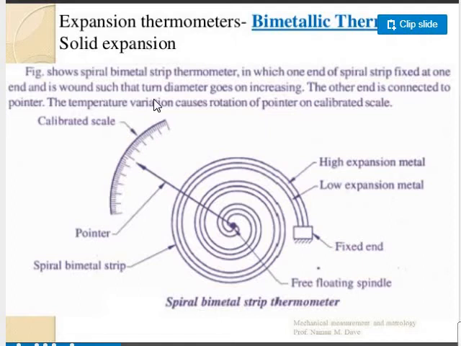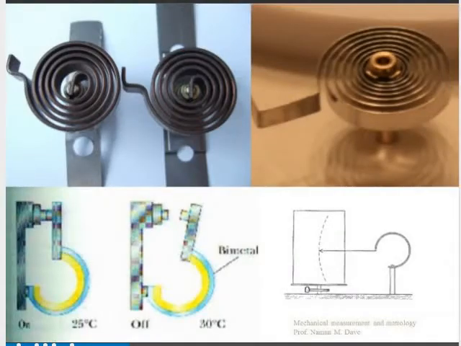So this reading straight away shows what the temperature change is. It will be noted in degrees Celsius or Kelvin. Based on the requirement, the device will be manufactured in such a way. The temperature variation causes the rotation of the pointer on the calibrated scale. So that is all with this. So this is how the bimetallic strip thermometer works.